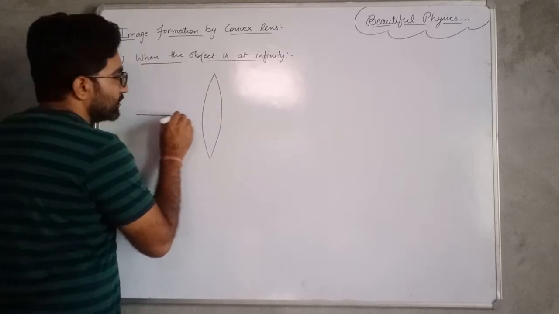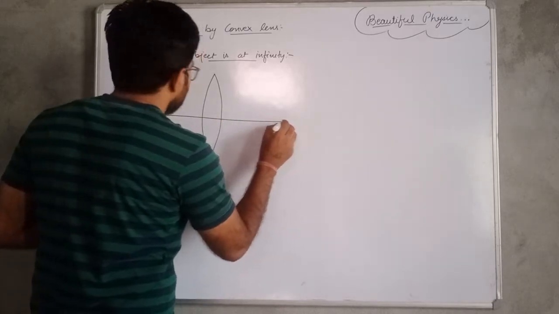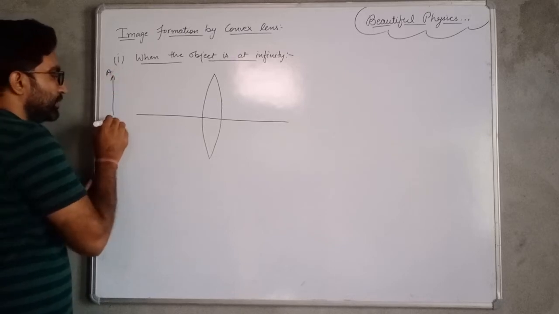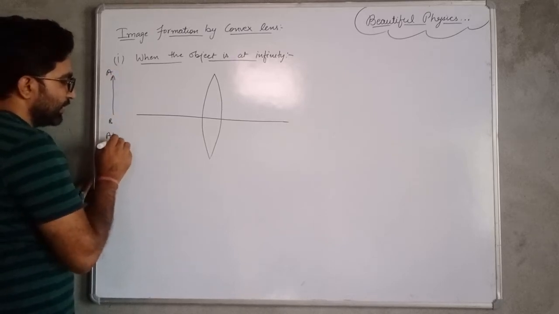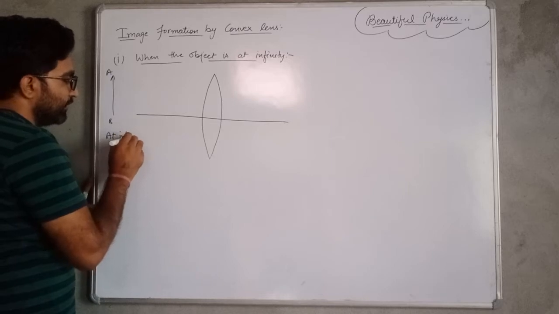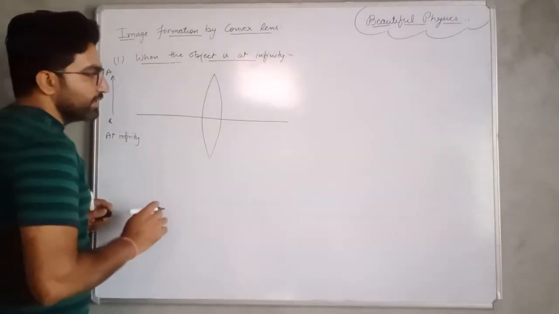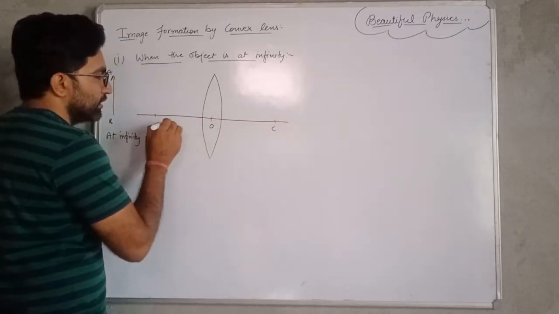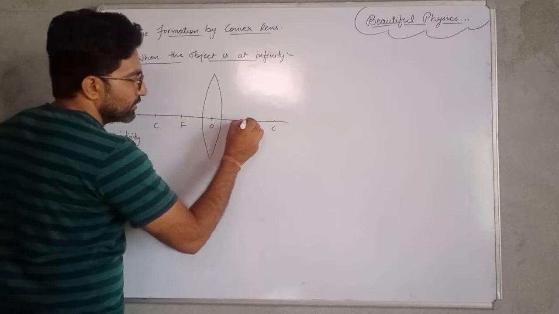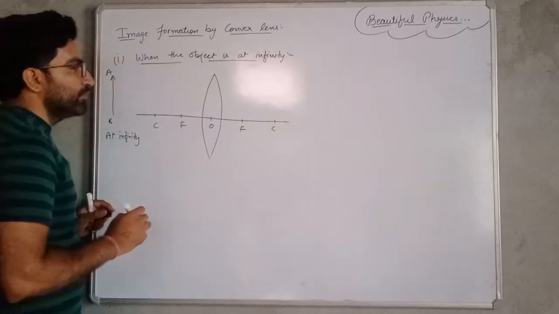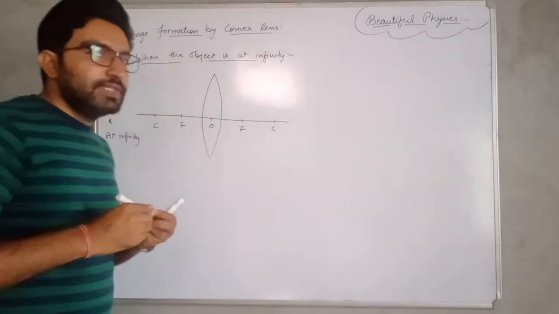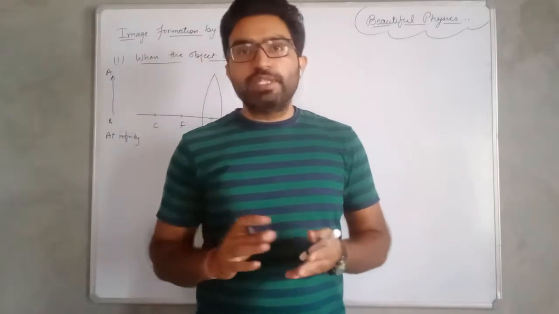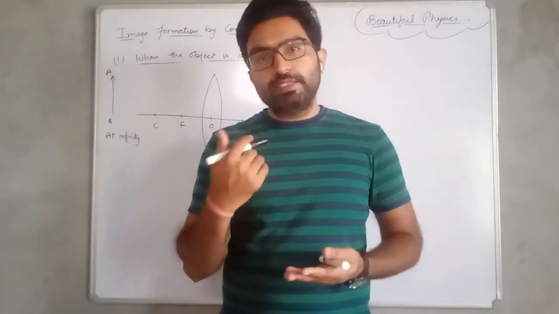Let's first discuss our first image. Suppose here is our object at infinity. I am representing the object by AB, and it lies at a very large distance from the convex lens. Suppose this is the optical center, this represents the center of curvature, and this is our focus, and this one is also the focus. When the object lies at infinity, the rays of light will come parallel to each other, and all the rays coming from the object are taken as parallel.